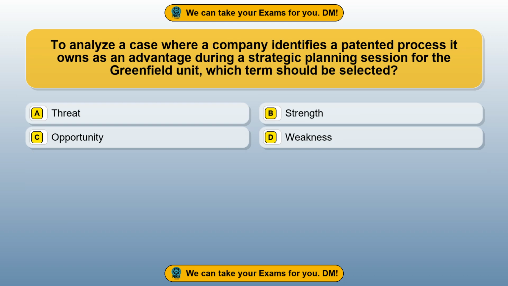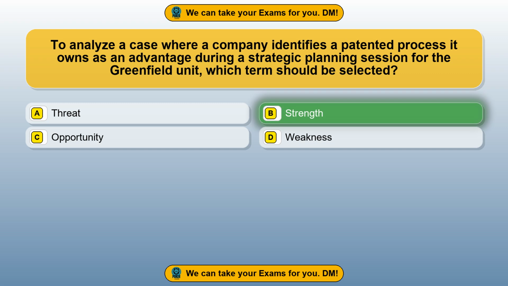Question 90. To analyze a case where a company identifies a patented process it owns as an advantage during a strategic planning session for the Greenfield unit, which term should be selected? Option A, threat. Option B, strength. Option C, opportunity. Option D, weakness. The correct answer is option B, strength.